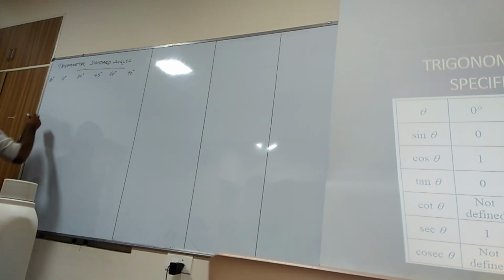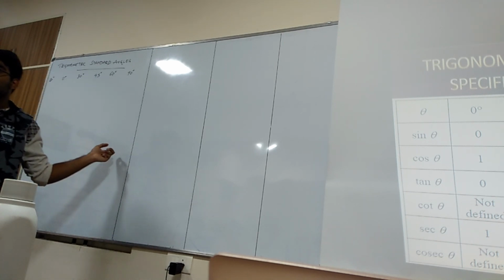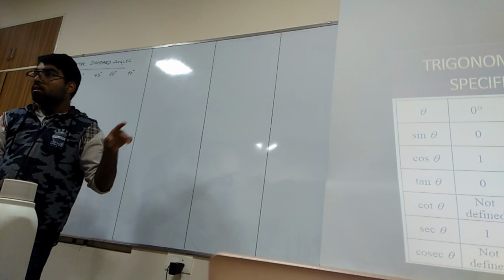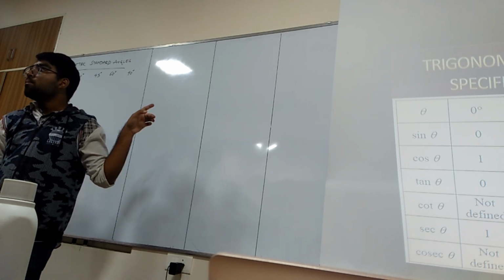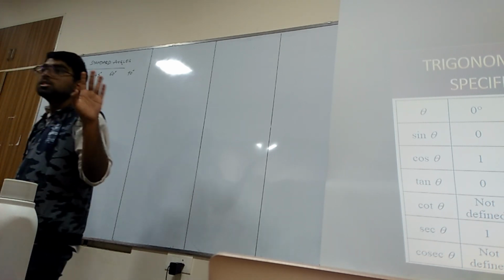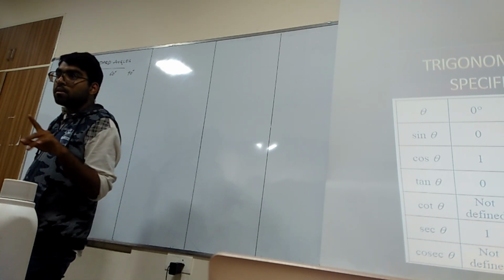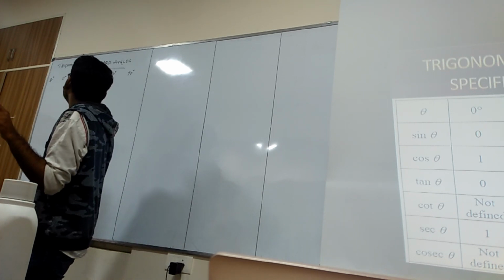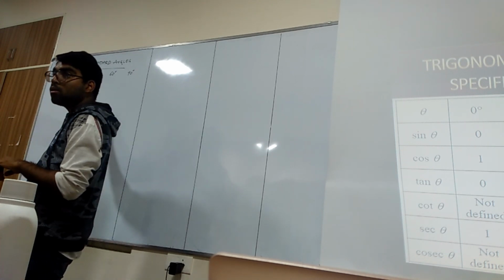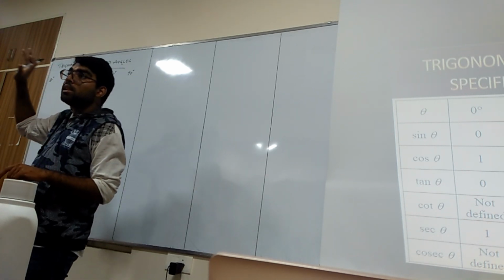There are two types of angular measures, degrees and radians. There are two ways you can express this. How can you express 0? 0 is 0 itself. 30 is pi by 6. 45 is pi by 4. Pi is called 180, so 180 by 6 is 30 degrees. 180 by 4 is 45 degrees. 180 by 3 is 60 degrees. 180 by 2 is 90 degrees. So it is called pi by 2, pi by 3, pi by 4, pi by 6. This is in radians.